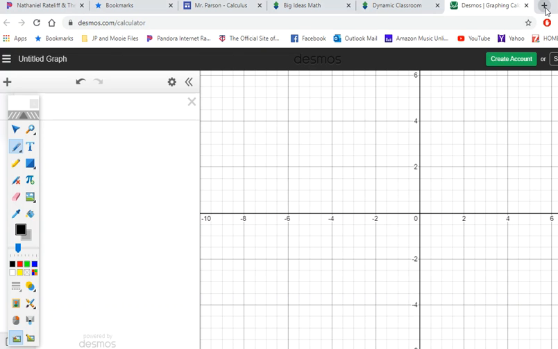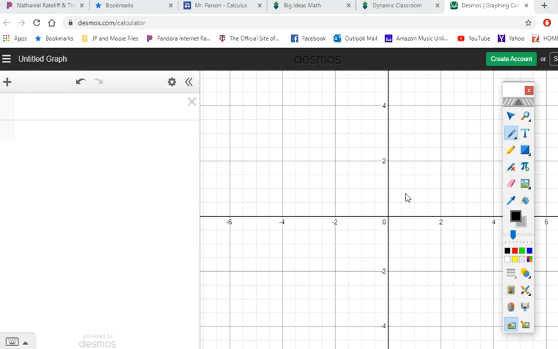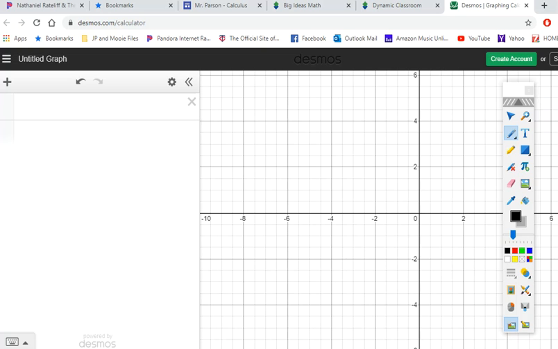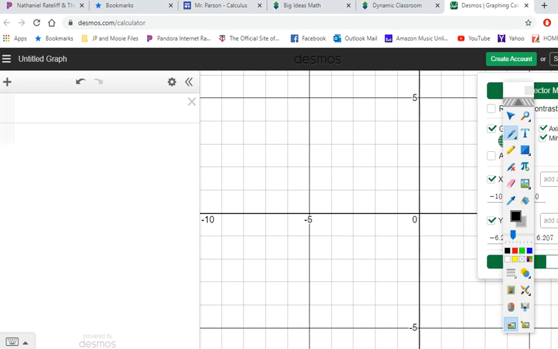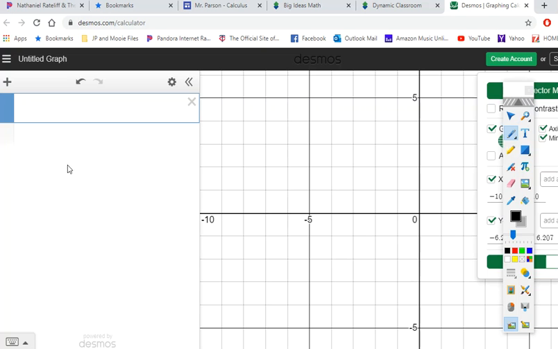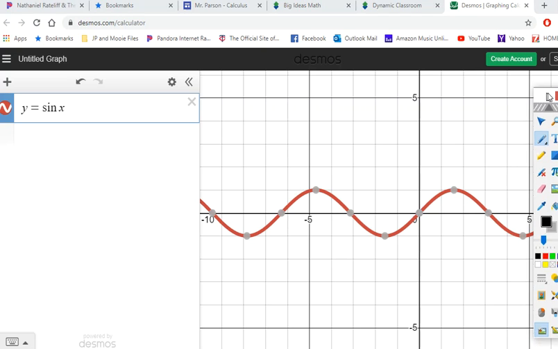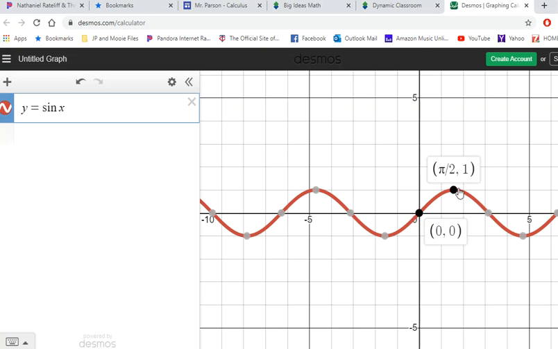All right. In decimals here, kids. We are in radians. Okay, I'm going to graph the sine function. Y equals sine of x. There's our graph. So I've got 0, 0, pi over 2 comma 1, pi comma 0, and so on.